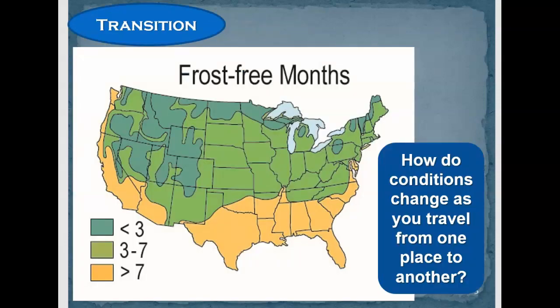is when we look at a climate map like this, how do conditions change as you travel from one place to the other? So if you're lucky to live down here in the southern areas, you're going to have warmer temperatures. And as you move up towards the Rocky Mountains, you're going to have frosty, snowy temperatures. Okay, so we can see how our conditions can change.